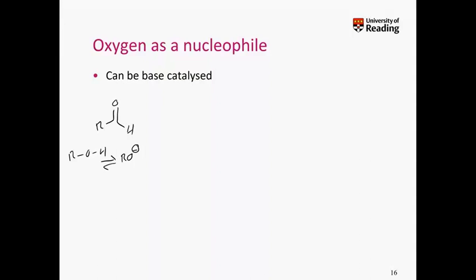And now you can see it fits into our general mechanism. We now have a charged nucleophile. We have an uncharged carbonyl, unactivated carbonyl, but those two things can react together. So the negative charge, the electrons here, will react with that carbonyl carbon. We've got too many bonds for the carbon now, so we need to break the carbon-oxygen double bond. And then you end up with an O minus up here. You've still got your hydrogen, and you've got the OR group.